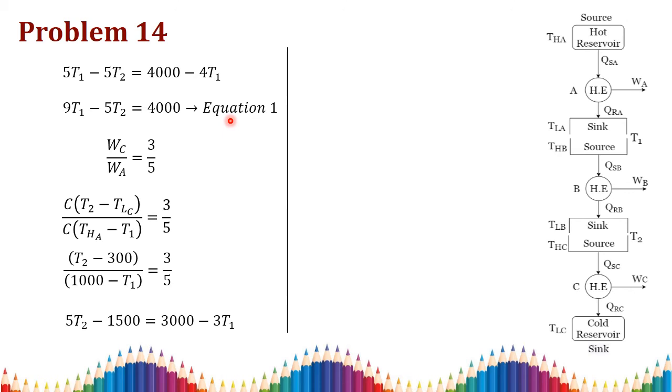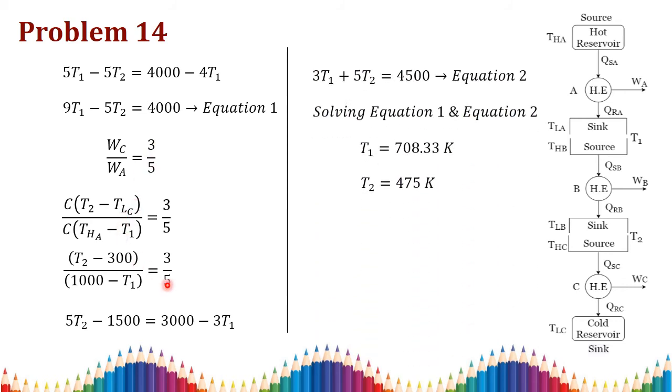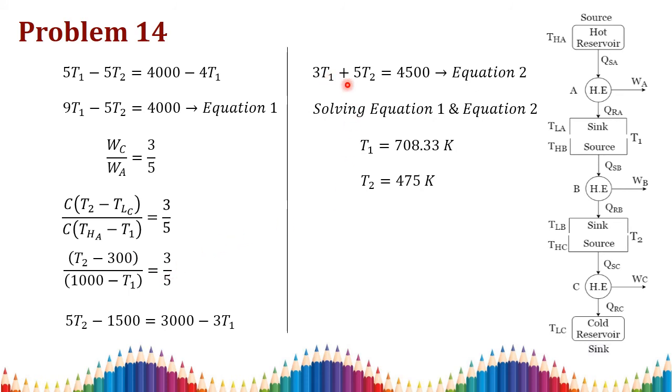First we consider engines B and A, and next we consider engines C and A. Then you will get work done of C by work done of A, which is equal to 3 by 5, as given in the problem. Then you can substitute the corresponding temperature relations, and you will get the equation 3T1 plus 5T2 equal to 4500. This is equation 2. Solving these two linear equations, you will get the unknown values of T1 and T2.